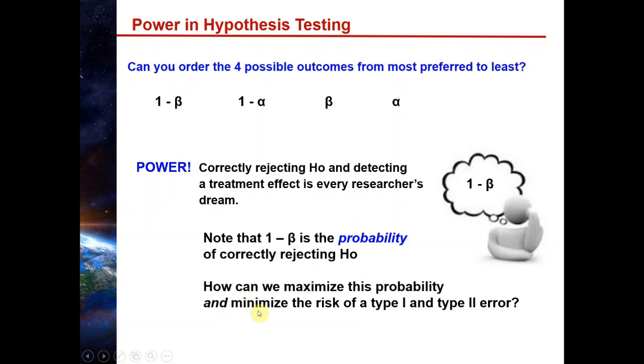All right, now, how can we maximize this probability? Because if we can maximize this probability, that means we're increasing power. And at the same time, how can we minimize the risk of making a type 1 and a type 2 error? Right? That makes sense. We want to do that.